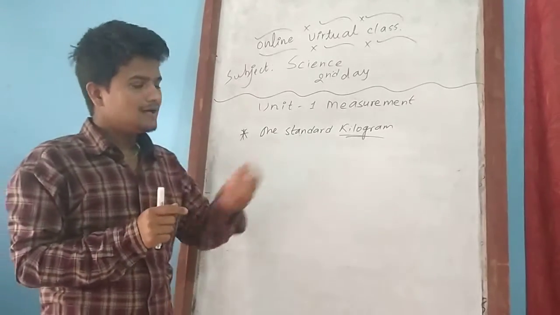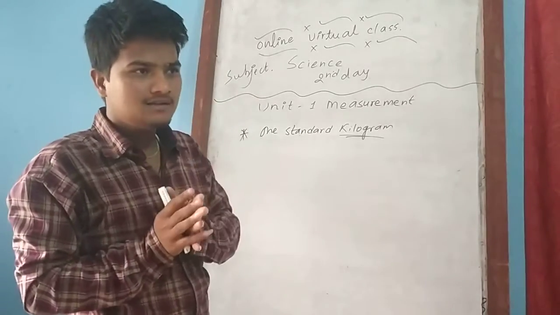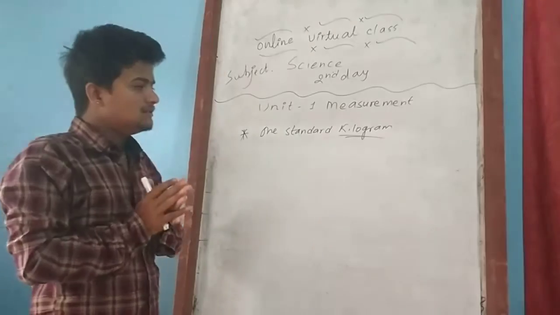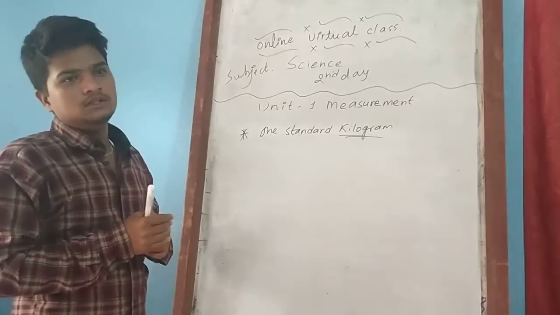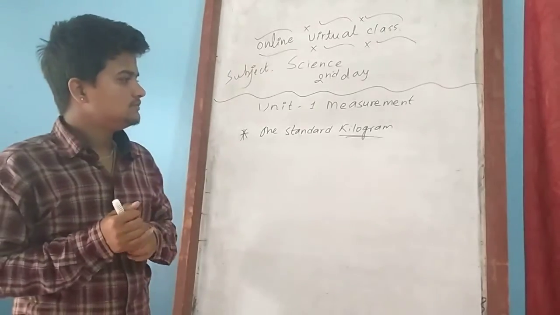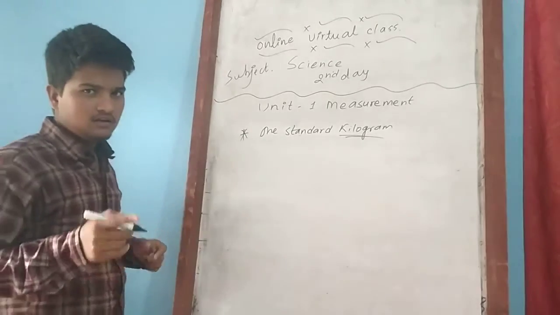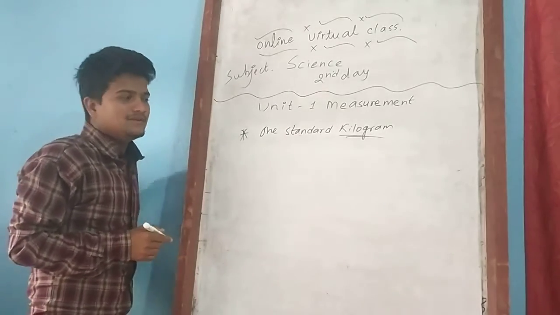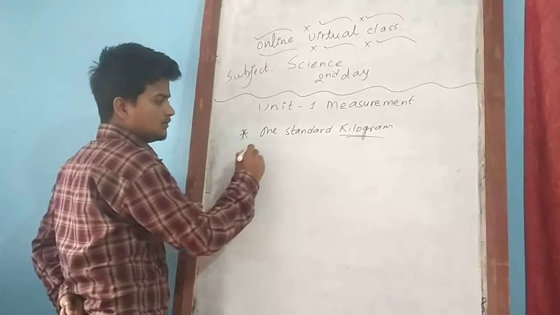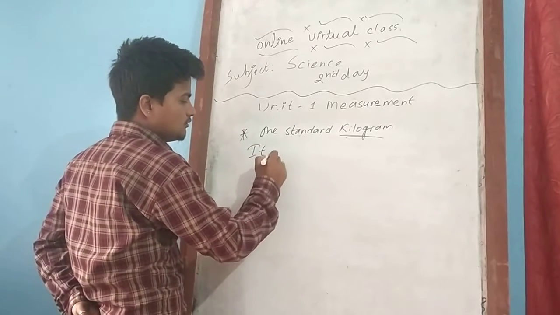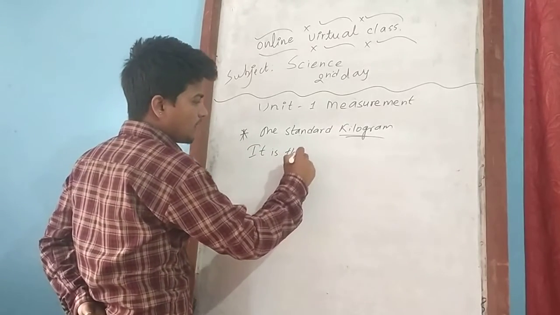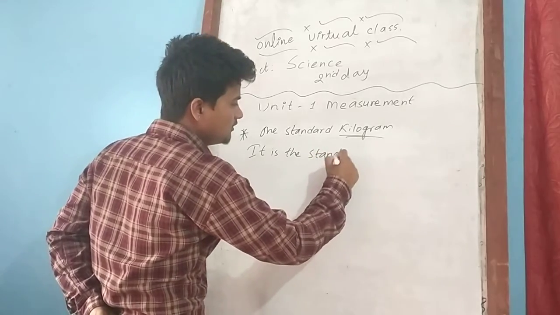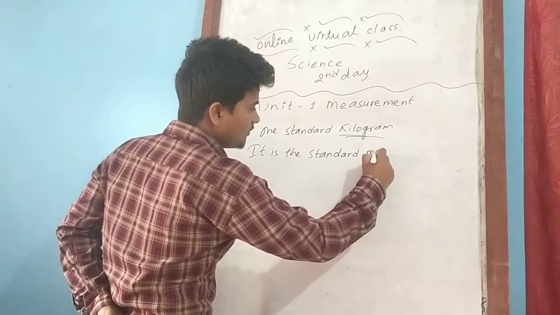1 standard kilogram is the weight or mass prescribed by the International Convention of Weights in France in 1779. It is the standard mass.